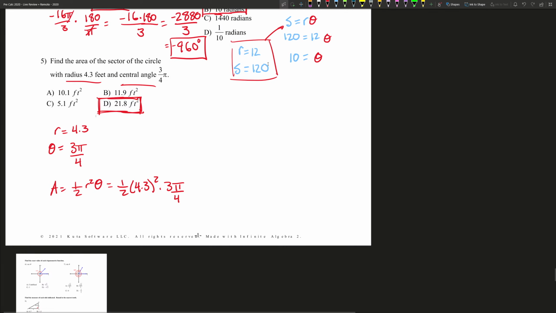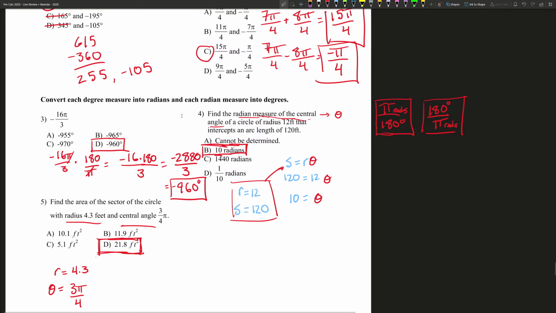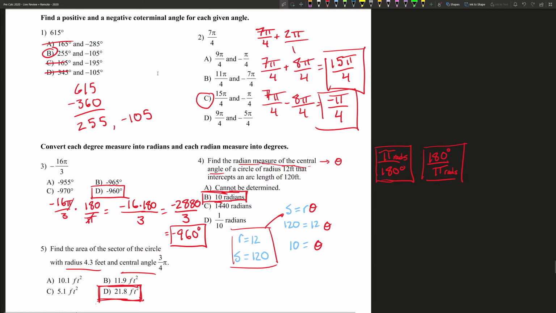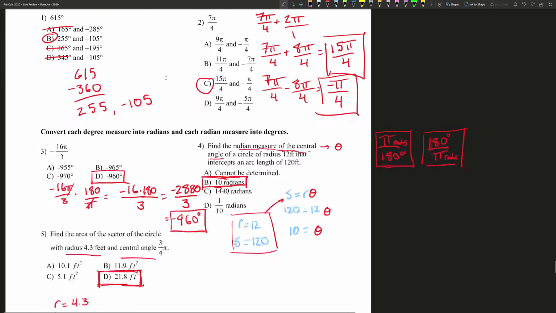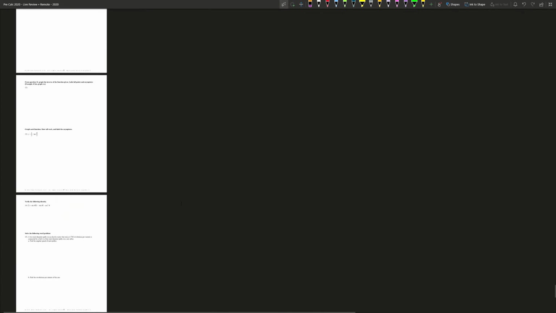Okay, so the next page shouldn't take too long, and it should be decently easy, right? There's two equations we need to know. We need to know a conversion unit, and then we need to know what a coterminal angle is. So that shouldn't be too bad. Moving on to the next page, and I'm going to clean up some stuff here.